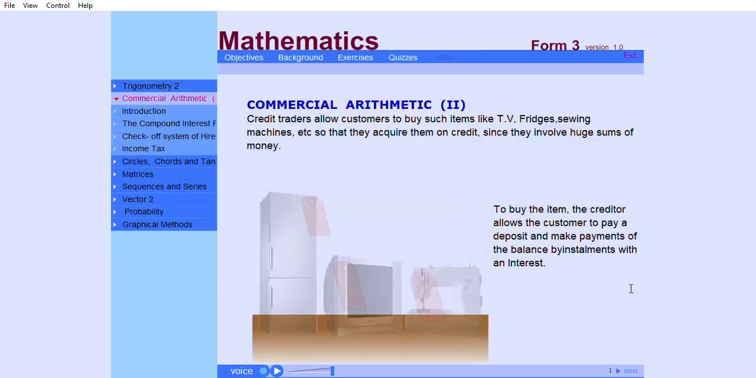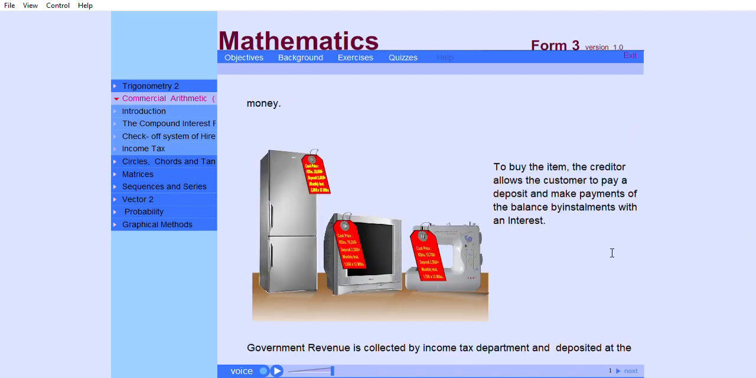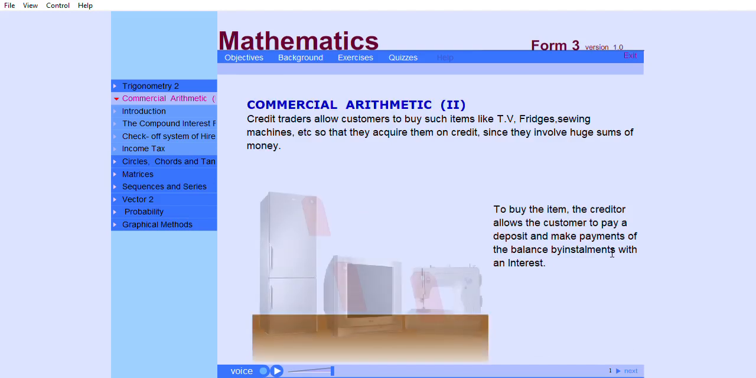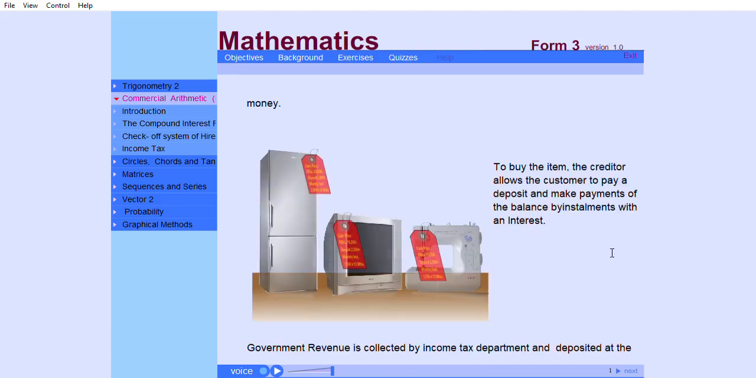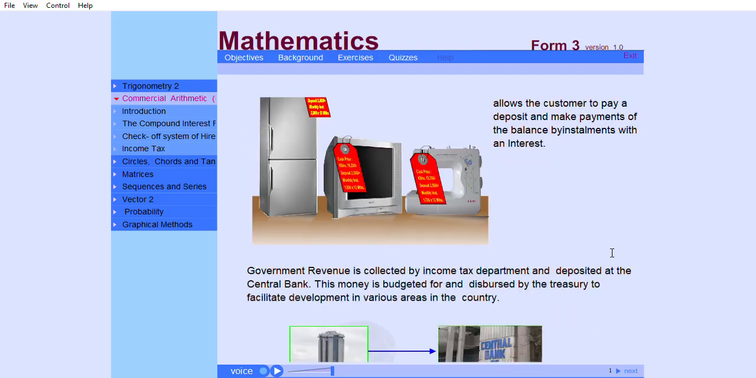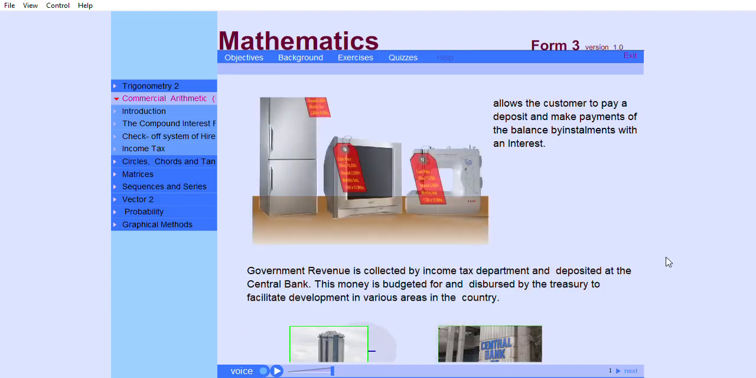Commercial arithmetic. Credit traders allow customers to buy items like TVs, fridges, and sewing machines on credit, since they involve huge sums of money. To buy an item, the creditor allows the customer to pay a deposit and make payments of the balance by installments with an interest.